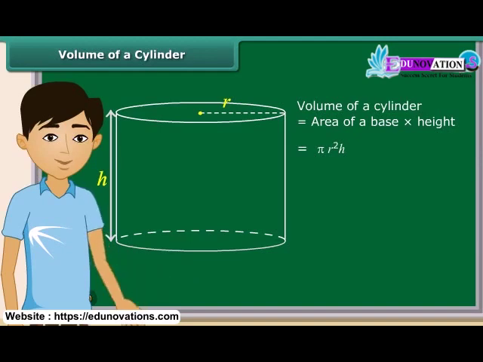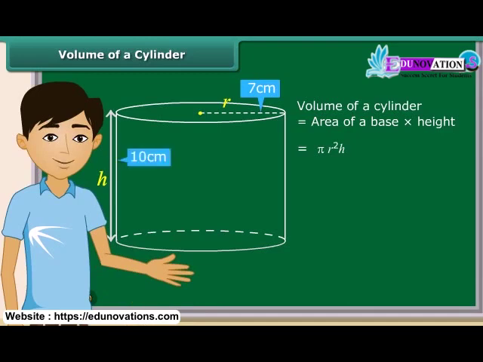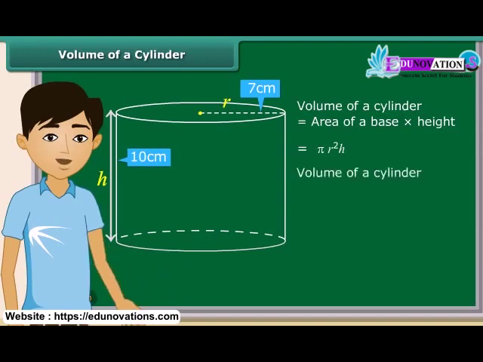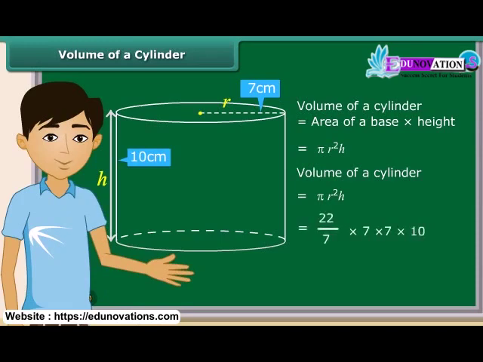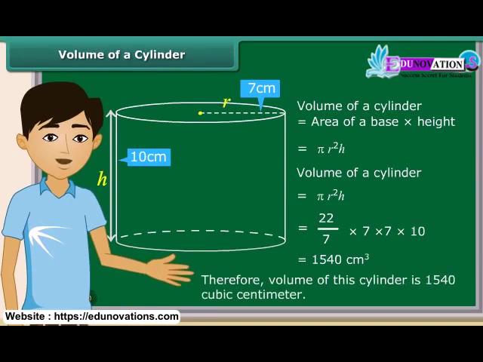Well, let us try an example. We have a closed right circular cylinder of radius 7 centimeters and height 10 centimeters. Let us find its volume. We know the formula for volume of a cylinder is πr²h. Now we need to substitute the values here. So, 22/7 × 7 × 7 × 10. This gives 1540 cubic centimeters. Therefore, volume of the cylinder is 1540 cubic centimeters.